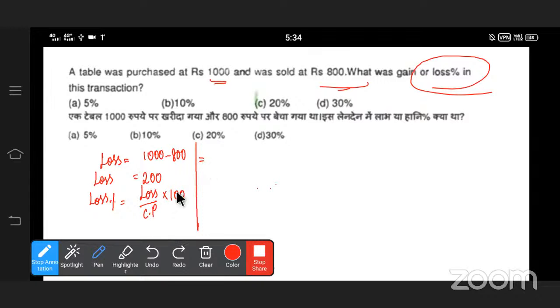Okay, so what is the loss here? 200. So I am putting 200 divided by CP, cost price. What is the cost price? 1,000. So here 1,000 into 100. The 20 gets cancelled here and again 10 gets cancelled here. What is the remaining? 20. So 20 percentage. So what is the loss percent here? 20 percentage. You understand, ma? Yes, ma'am.